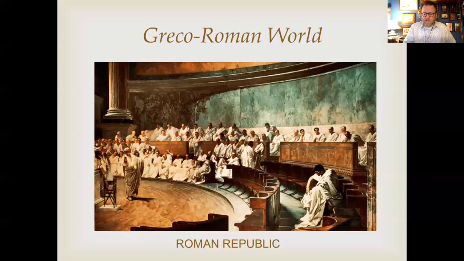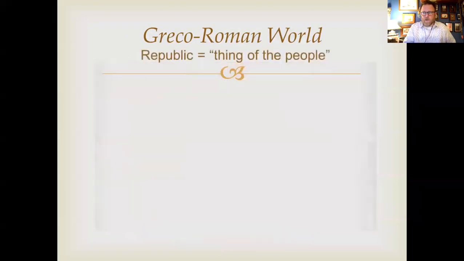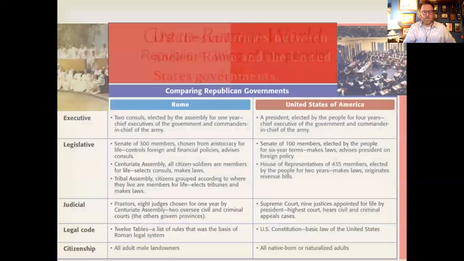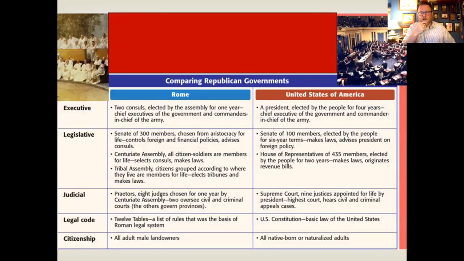But then what's established instead is the Republic, which is a thing of the people. And we'll talk more about this later, and you can certainly read about this, but here's just a quick comparison chart showing you the similarities between the Roman Republic and the United States. So in Rome, you had an executive branch of government. In this case, it was 2 consuls who were elected for a 1-year term, and they were commander-in-chief of the army. In the United States, it's not 2 consuls, but one president elected by the people for a 4-year term.